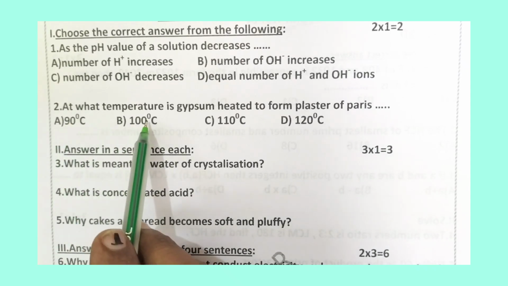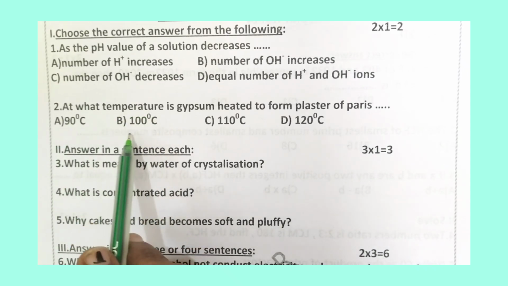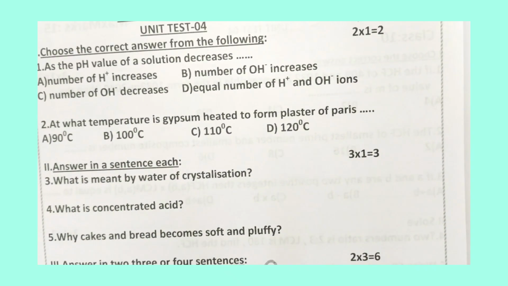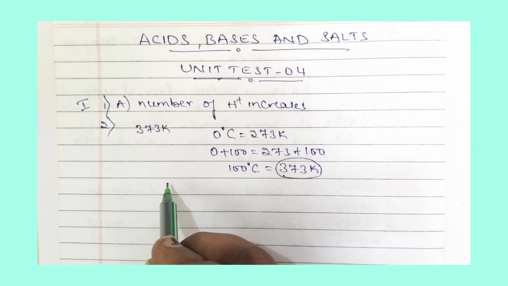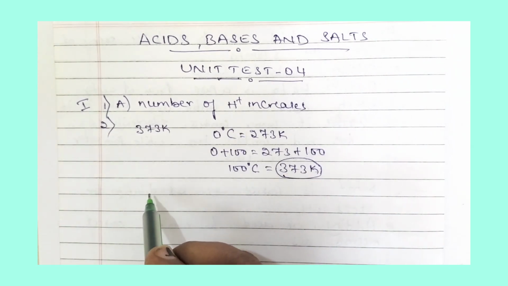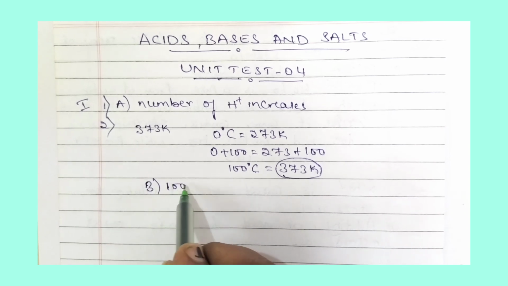So for this question the right option is option B, 100 degree Celsius, because 100 degree Celsius is equal to 373 Kelvin. So for the second question, the right option is option B, 100 degree Celsius.